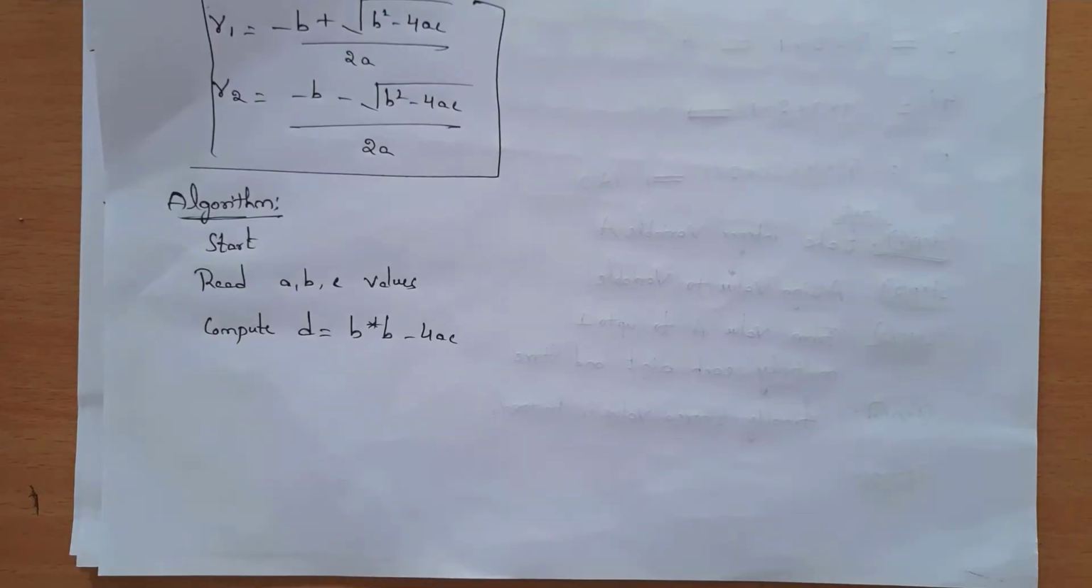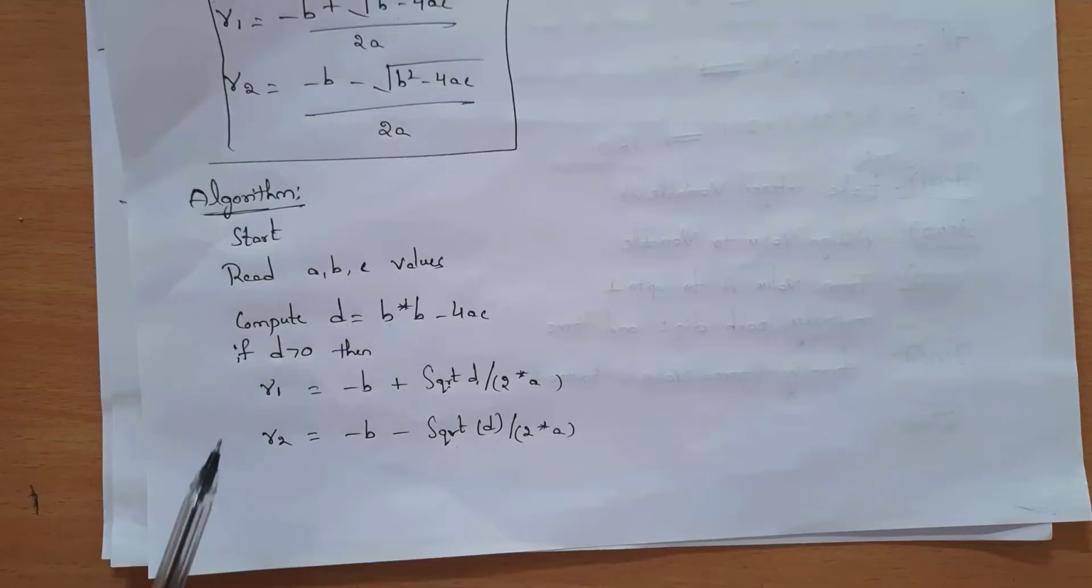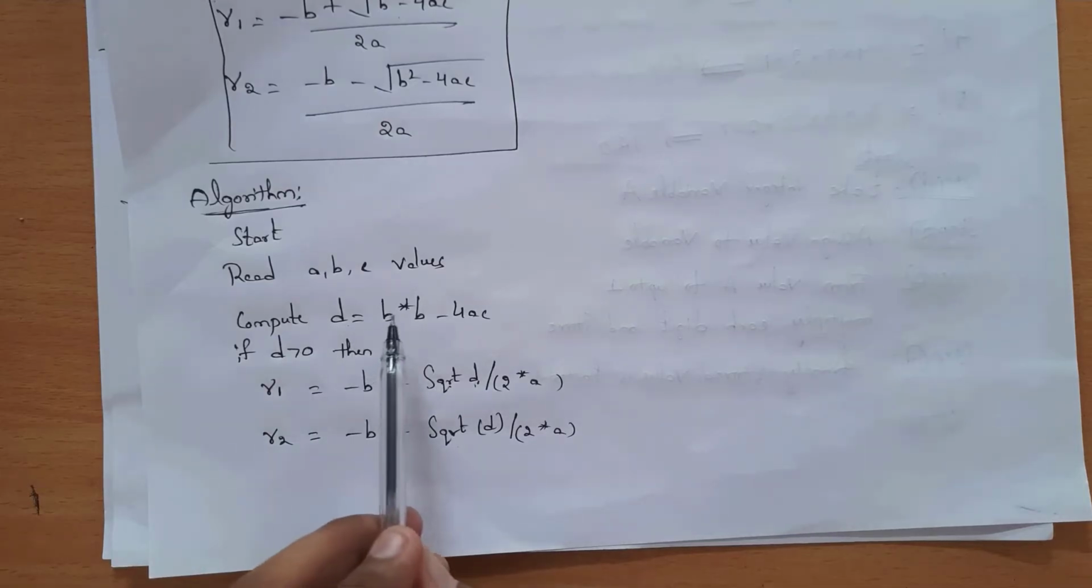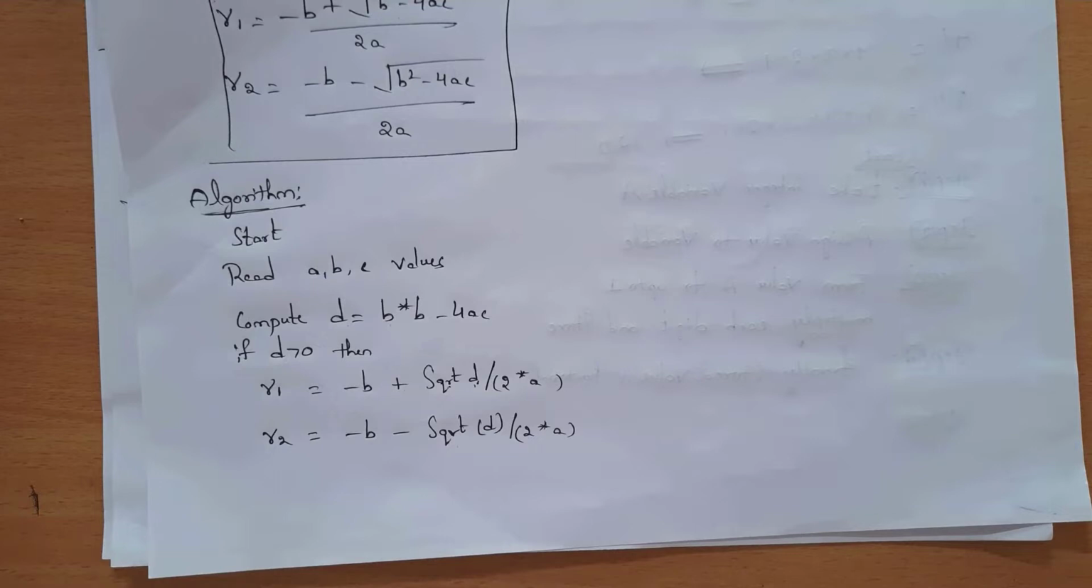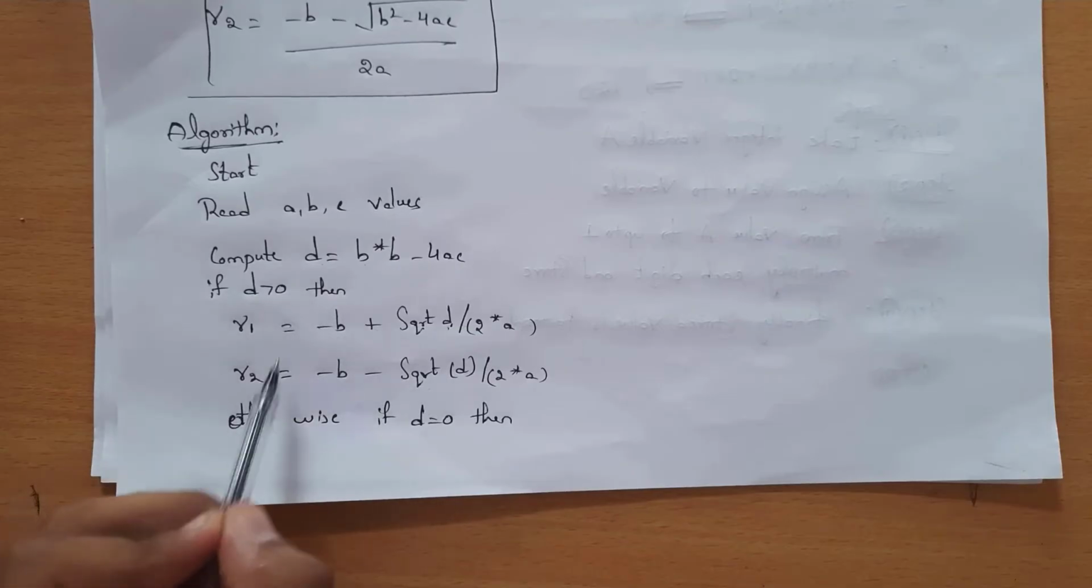After that, step 4 is if d value is greater than 0, then we can apply these formulas. They are r1 is equal to minus b plus square root d by 2 into a. Square root d is nothing but d contains formula, that is b into b minus 4ac. And similarly, r2 formula is minus b minus square root d by 2 into a. If d value is greater than 0, then we can apply these formulas.